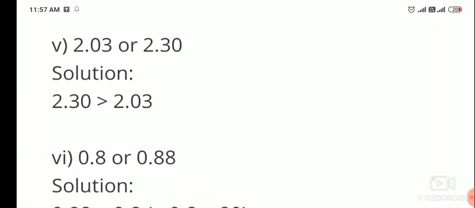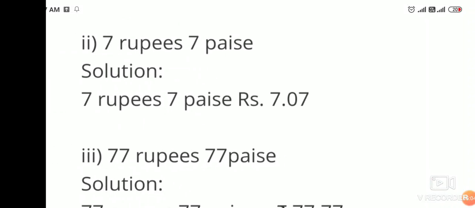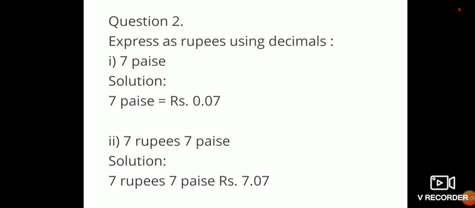Next, question number second. Express as rupees using decimals. So we know that 1 rupee is equal to 100 paisa. Therefore 100 paisa is equal to 1 rupee, and then 1 paisa is equal to 1 by 100 rupees. So first we should convert 7 paisa.